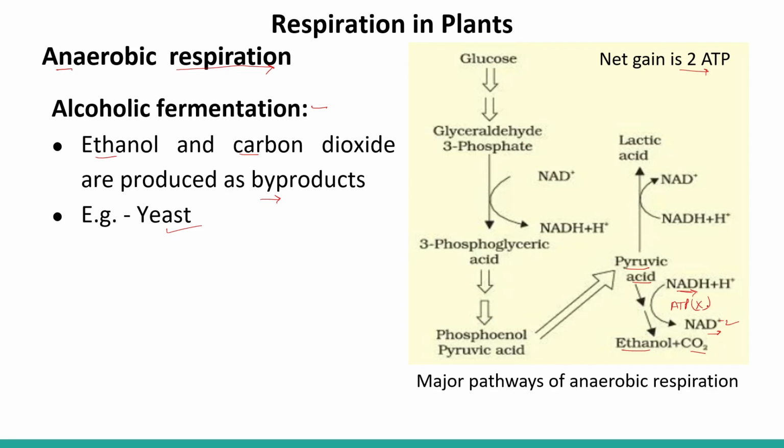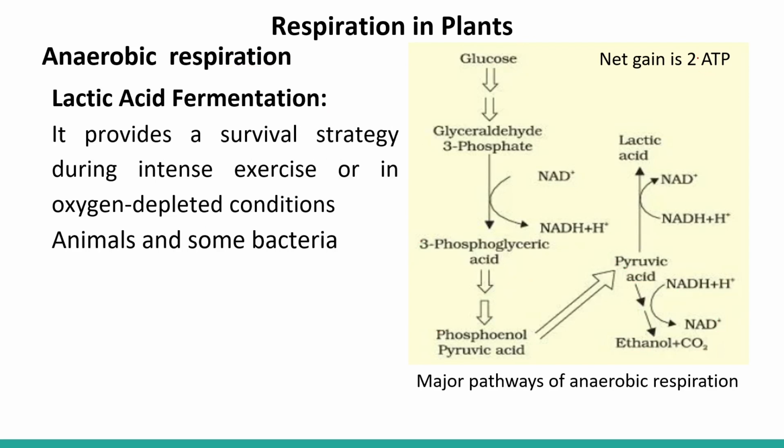ATP is not formed, only NAD+ is formed. This reduced coenzyme NADH is oxidized and no ATP is formed. But why are we writing 2 ATP? Because 2 ATP were formed during glycolysis. These are the steps of glycolysis, and here 2 ATP were produced. The net output we have seen was 2 ATP. So the net gain in alcoholic fermentation is 2 ATP.